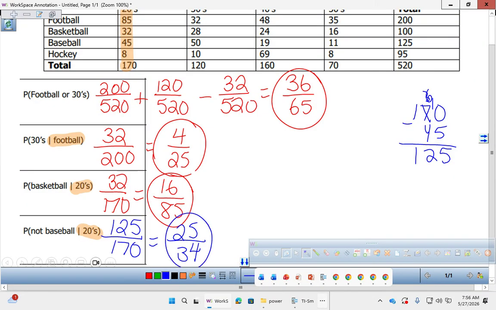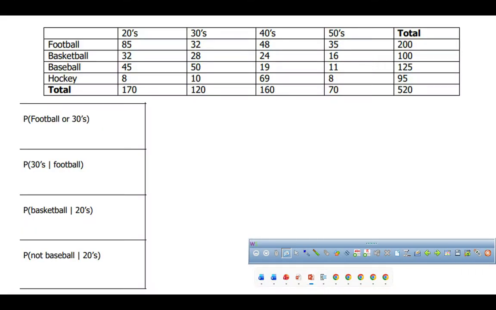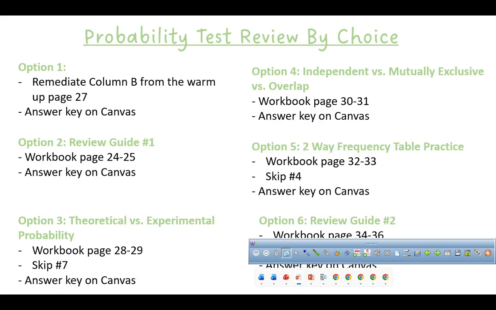So hopefully you're marking up column B based on the ones that you had wrong from column A. But you're definitely going to have a big table like this on your test tomorrow where you're going to find multiple different probabilities. Today's test review is going to be independent, so in a moment you can get your phones. But you've got so many options. I've got 6 options up on the board for you.